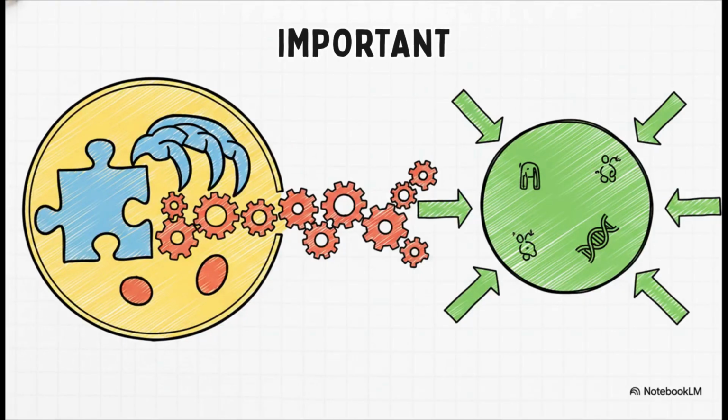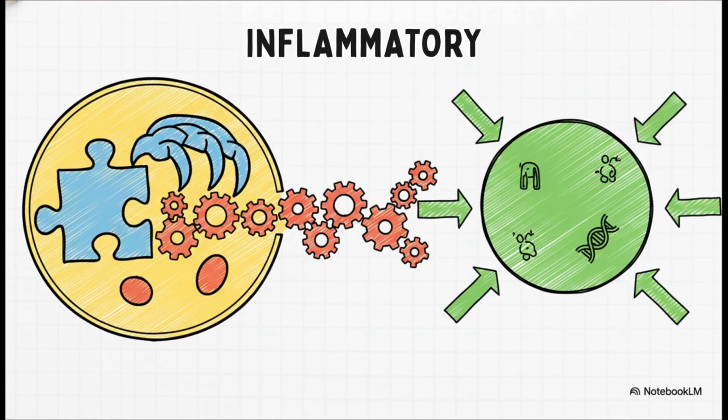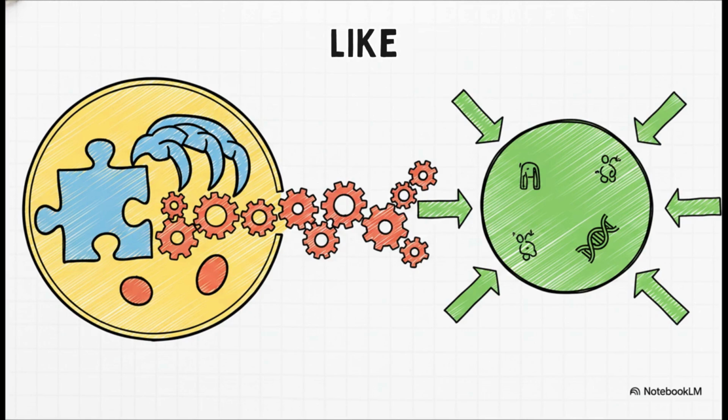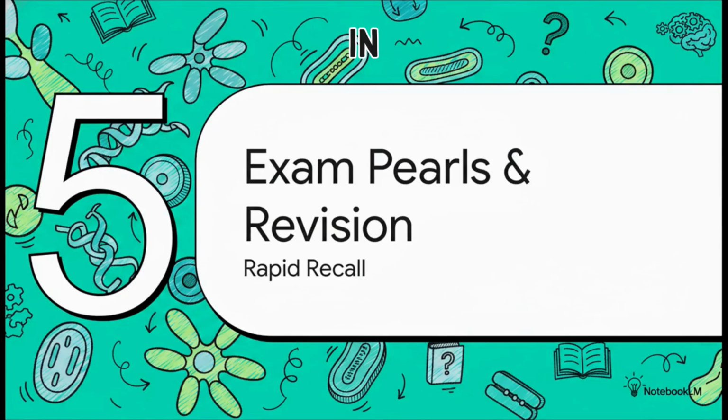Some seriously important physiological mediators rely entirely on these type 3 receptors to orchestrate long-term responses in the body. The absolute most famous example here has to be the insulin receptor, which acts via a tyrosine kinase phosphorylation cascade. Growth factors, inflammatory cytokines, metabolic hormones like leptin, they all use this slower, enzyme-linked architecture to achieve their massive cellular changes. All right, let's bring it all together in Section 5, Exam Pearls and Revision.